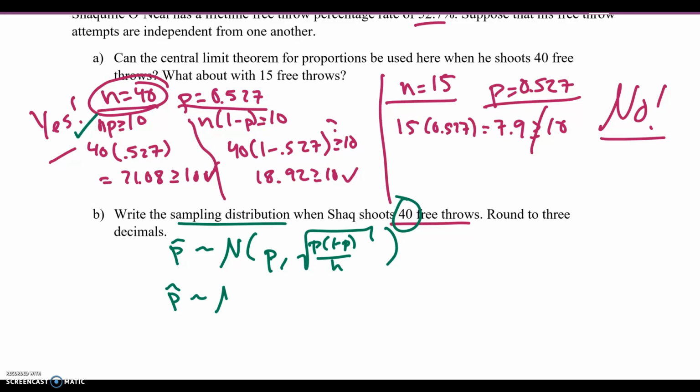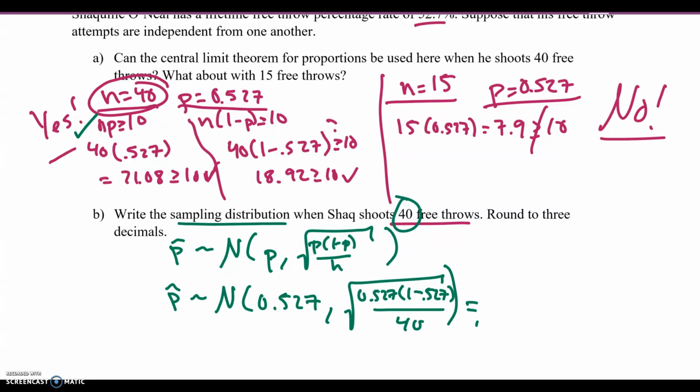So p hat is normal. P is just 0.527. And then the square root of 0.527 times (1 minus 0.527) divided by n. So in this case, it's going to be 40. Okay, so let's see what we get. So normal, the mean is still the same. And now we can just put that into our calculator. So we're going to put the square root of 0.527 times (1 minus 0.527) divided by 40.